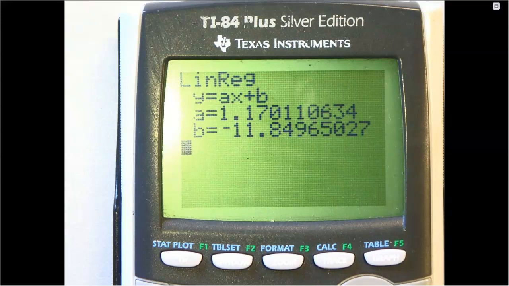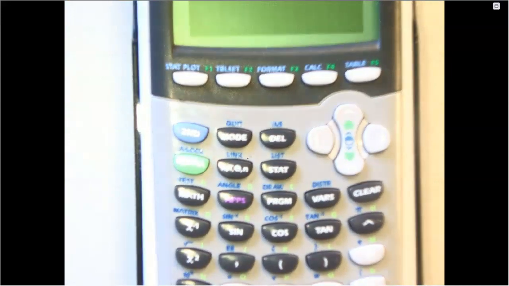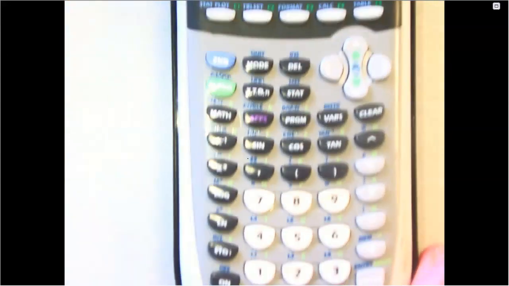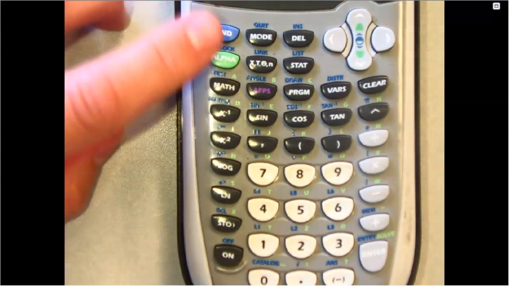That's just rounding. Alright, now there's two more things. Does anybody's calculator show r equals and r squared equals? So I want everyone's to show that. I don't know why it doesn't default to this, but we have to turn it on. So we want to hit catalog. Catalog gives you all the things that are available in the calculator. And that is above the 0. So hit second 0.